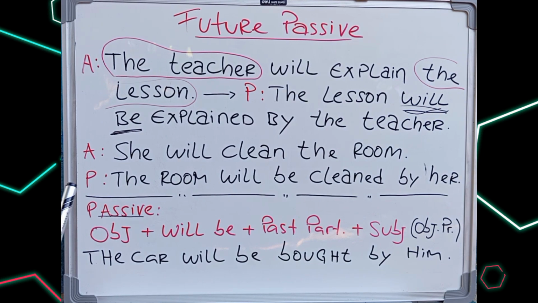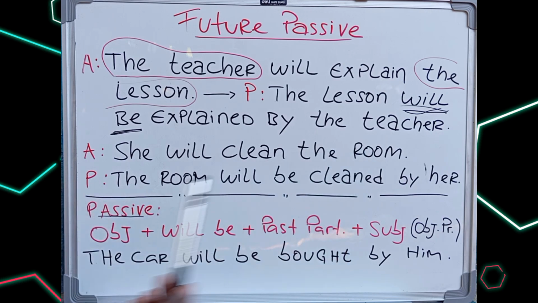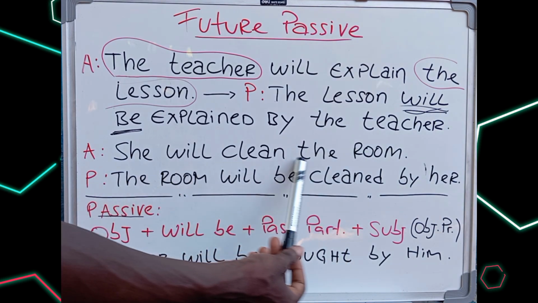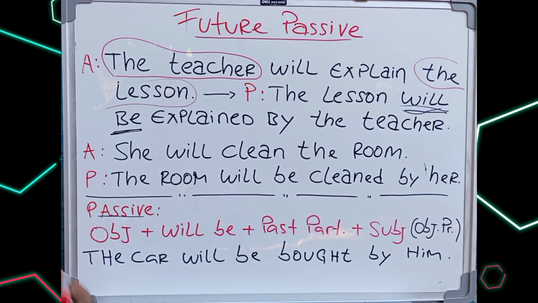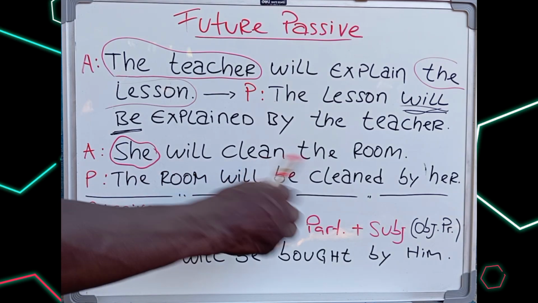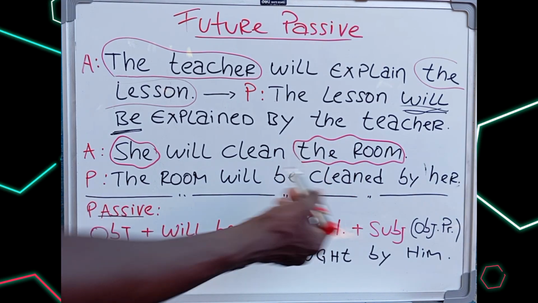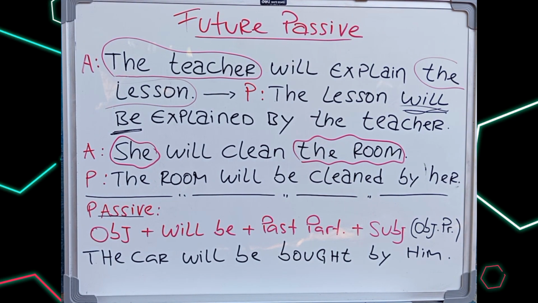We have another example here. We have the active voice. She will clean the room. Very simple sentence. She will clean the room. We have our subject. She is our subject. She will clean what? The room is our object.